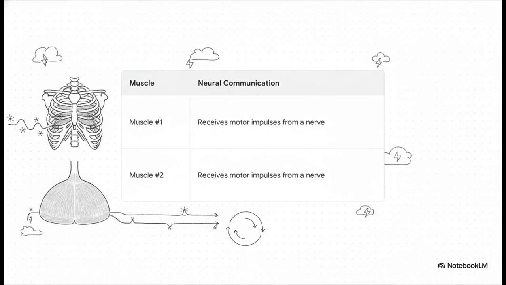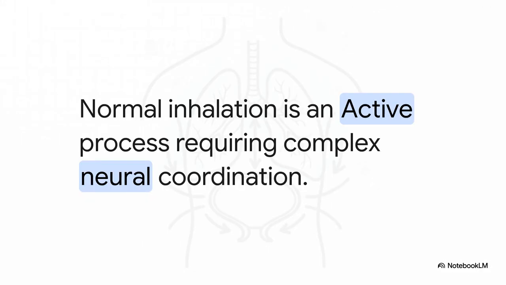The real kicker here is that these two distinct muscles rely on completely separate, highly specialized neural pathways. Muscle number 1, the intercostals, gets its own specific motor nerve impulses. Meanwhile, muscle number 2, the diaphragm, receives separate motor nerve impulses from an entirely different nerve pathway. These two communication lines literally have to synchronize their electrical firing perfectly thousands of times a day just to execute one single, seamless breath. Which leaves us with this final thought.